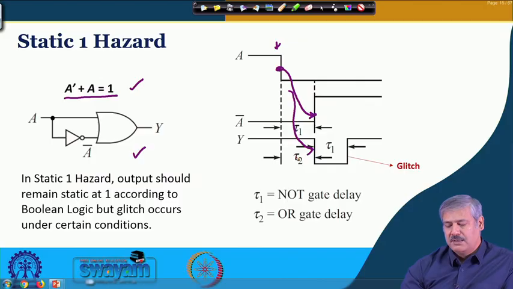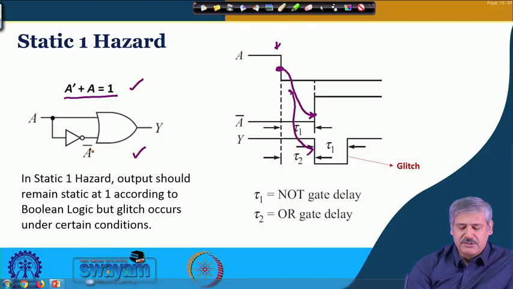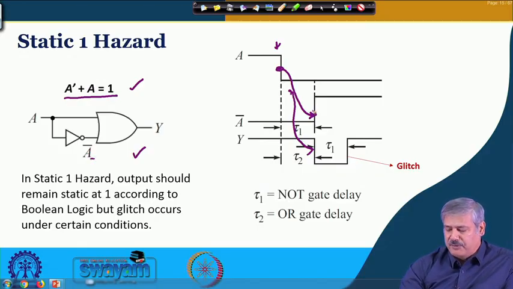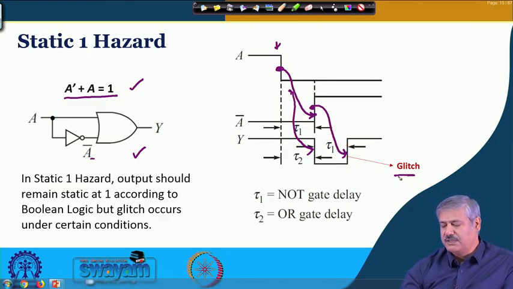Tau 1 and tau 2 could be different, but as I said, in the same logic family we usually take them as the same tau, and the low-to-high and high-to-low delays can also be different, but more or less for this depiction we can show them as the same. After this propagation delay, this output will go to high, and because of which our gate output will go to 1 again, and it will remain low for that period only. Is it clear? So this is how the glitch is occurring.